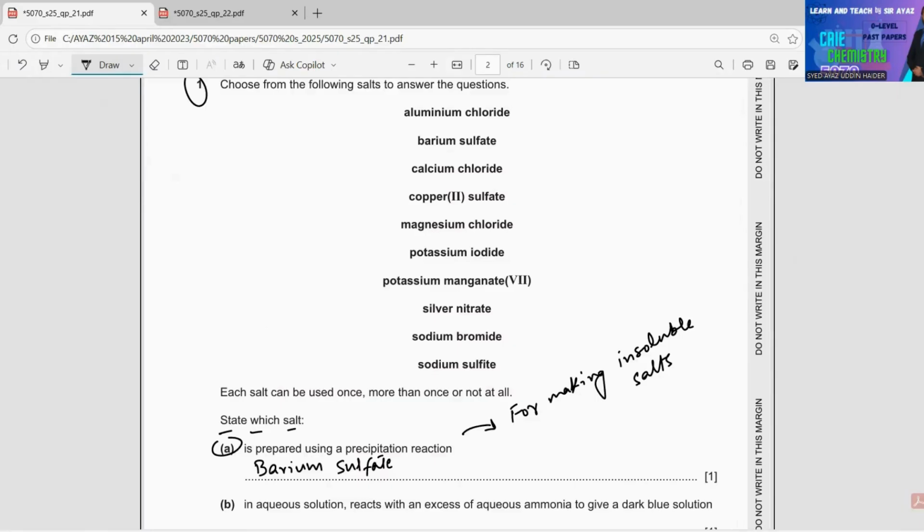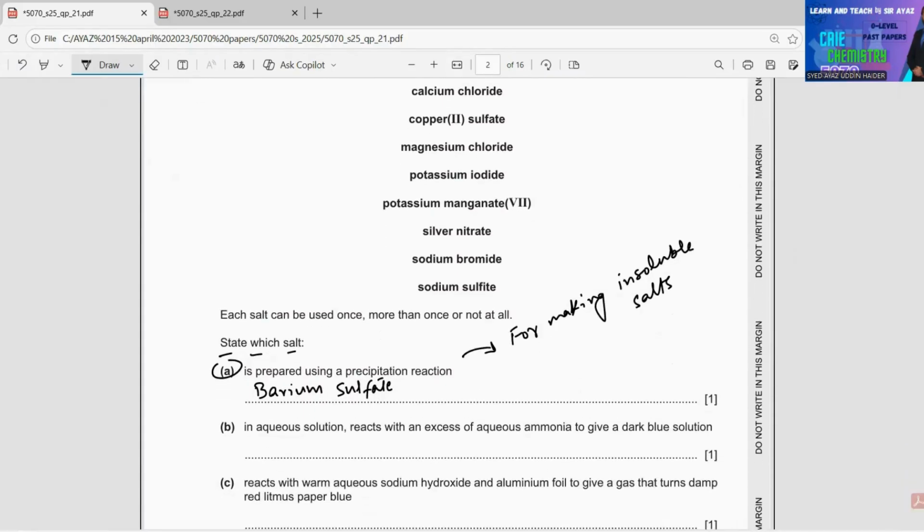If you want, you can check the other choices also. The right one must be barium sulfate. B: In aqueous solution reacts with an excess of aqueous ammonia to give a dark blue solution. This is typical of Cu2+ ion salts. So we must be having copper(II) sulfate there, straight away the right answer in this case.